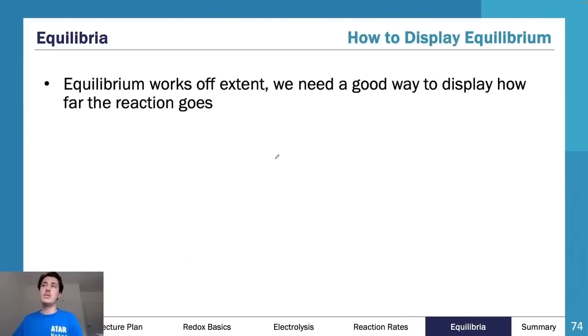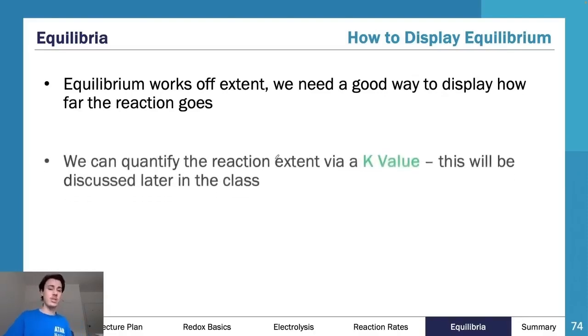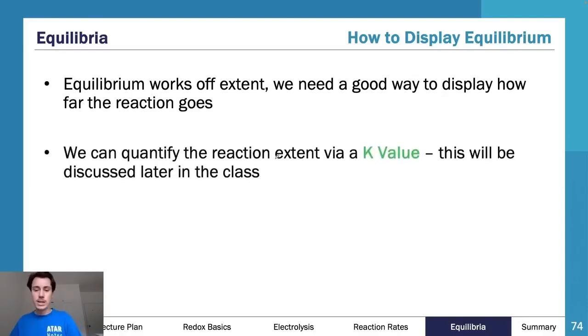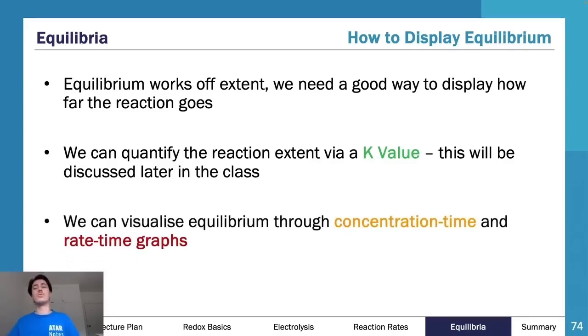So equilibrium works off extent, as we just said. We need a good way to display how far the reaction goes. We can quantify the reaction extent via a K value, which we will discuss. We'll get to a K value in a bit. We're not going to discuss that right now. But we can also look at it through concentration time and rate time graphs. And these you do need to know a lot of detail of. We're not going to go through them in super detail today.